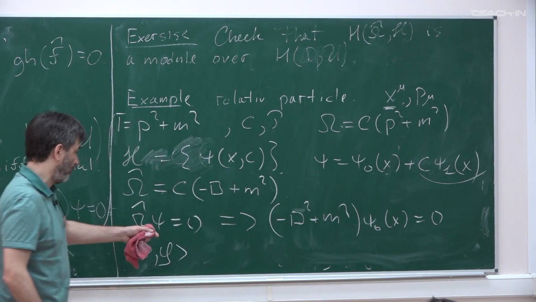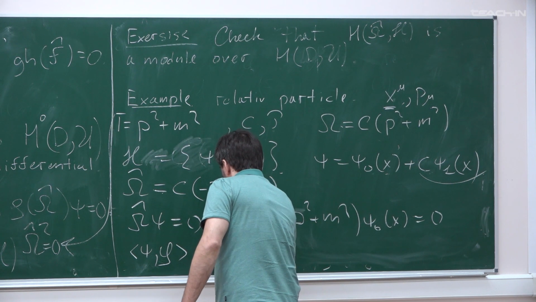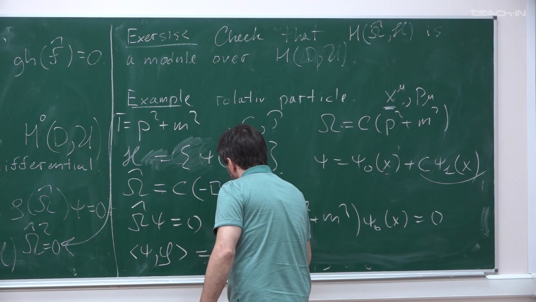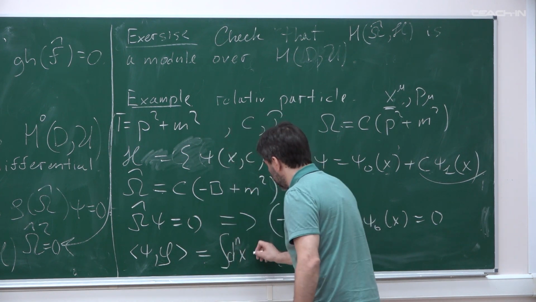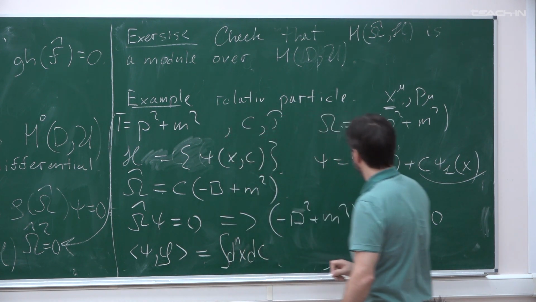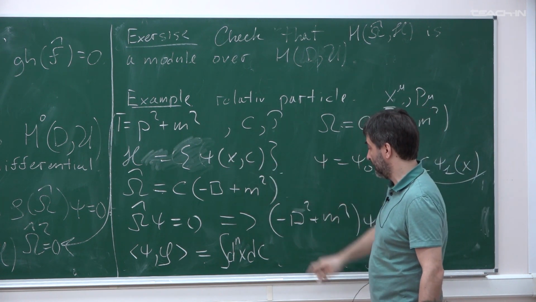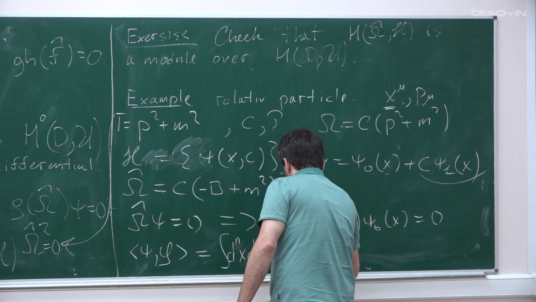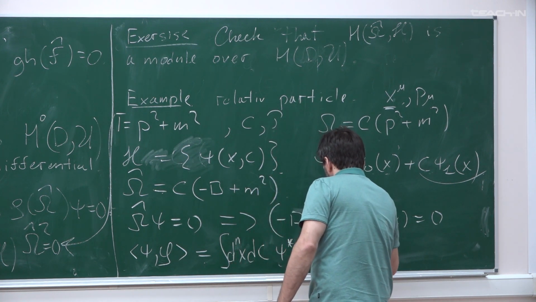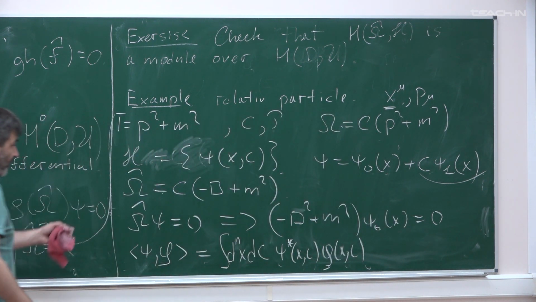We can mimic the rules of quantum mechanics. We can say that this is just the integral over d and x. We are in n dimensions, for instance, dc, right? Because our function is a function of x and c. And then we take psi star of x, c, phi of x, c, right? This is a good inner product.